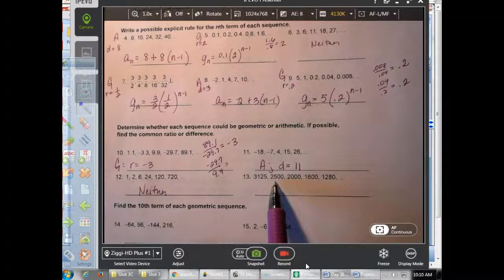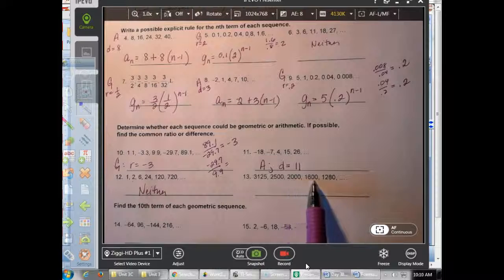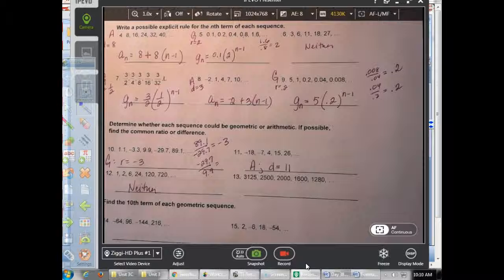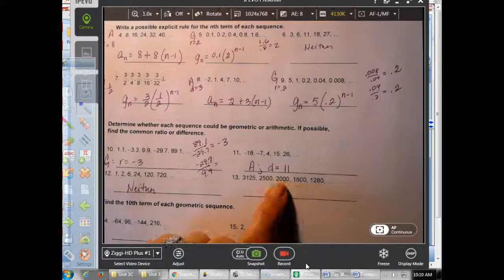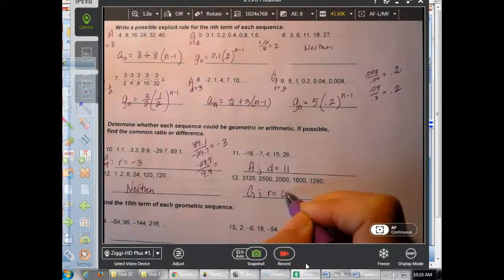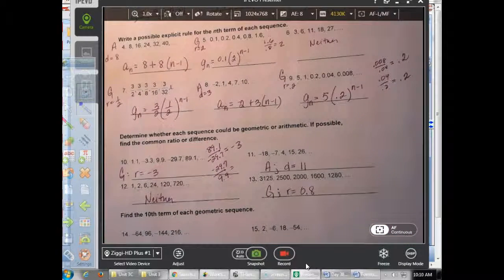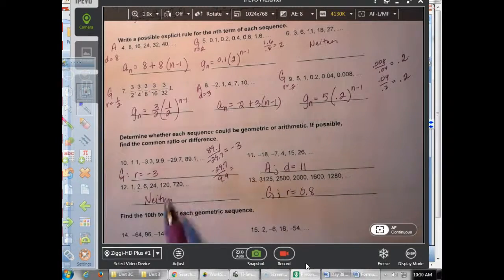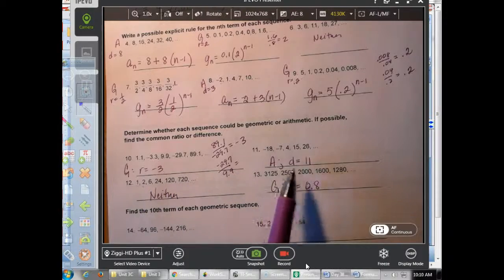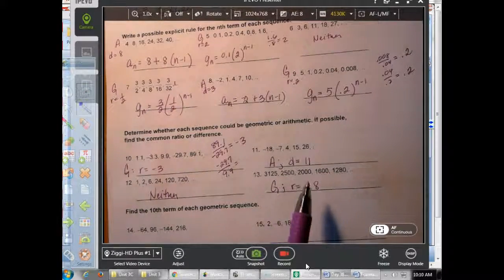And it looks like we're subtracting each time, but it changes every single time. So let's do some division. 1280 divided by 1600, and I get 0.8. Let's do 1600 divided by 2000, and I get 0.8. So this is going to be geometric with a common ratio of 0.8. Okay, so that's just kind of identifying which sequence it is, which type, and then figuring out your r for geometric or your d for arithmetic.